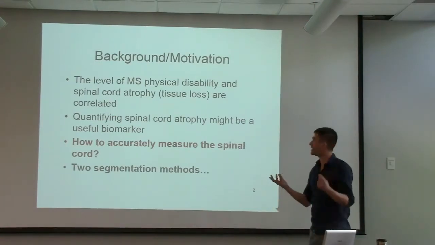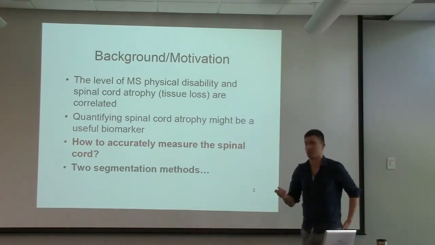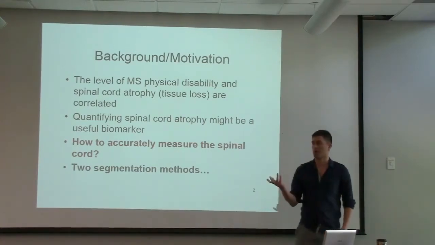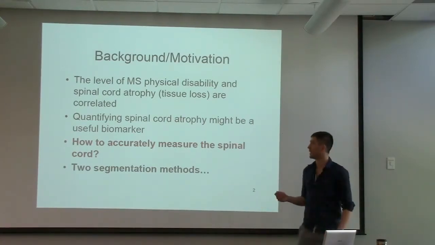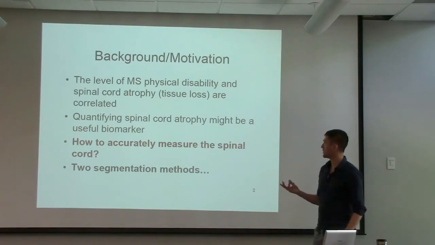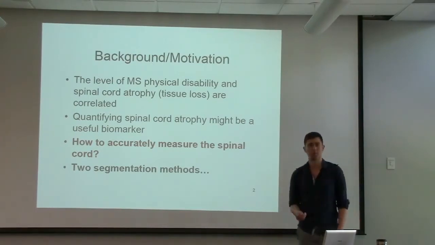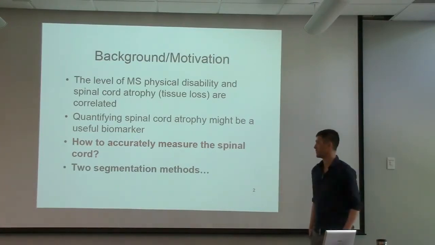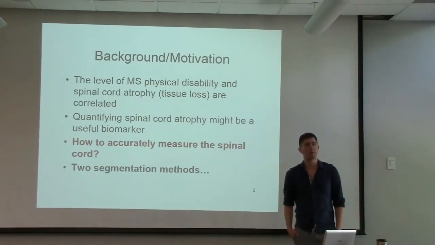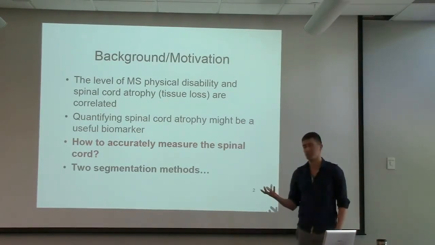It's been shown in studies of multiple sclerosis that the physical disability in patients correlates with spinal cord atrophy, where atrophy is defined as the loss of tissue in the spinal cord. So it's been suggested that if we can quantify this spinal cord atrophy, this might be a useful biomarker to allow us to monitor the progression of disease or the effectiveness of therapies. So this brings up the question of how we can accurately measure the spinal cord.